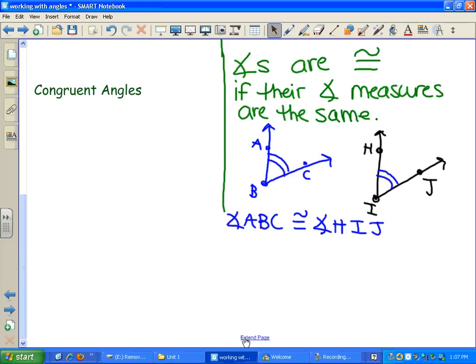Well, if I'm talking about the measure, if I say this angle is 53 degrees, we have a different notation. We go ahead and put a little m for measure. So the measure of angle ABC is equal to 53 degrees. So there we go. That's congruent angles.